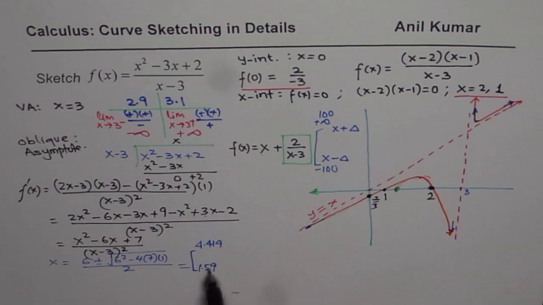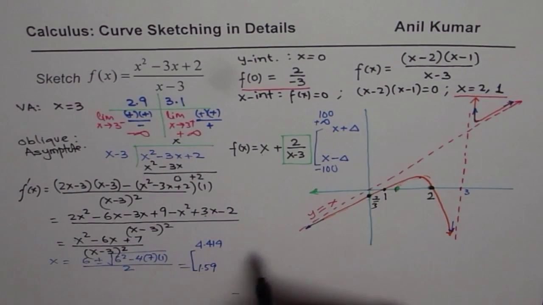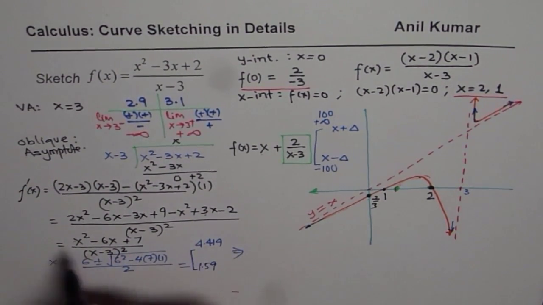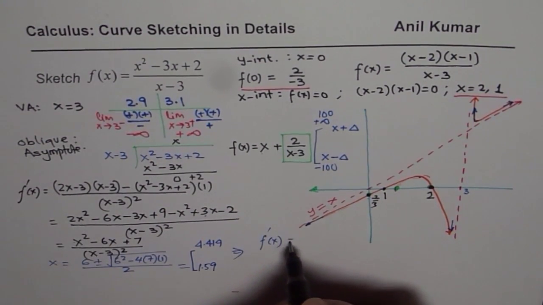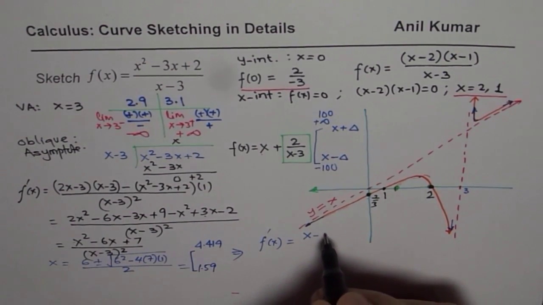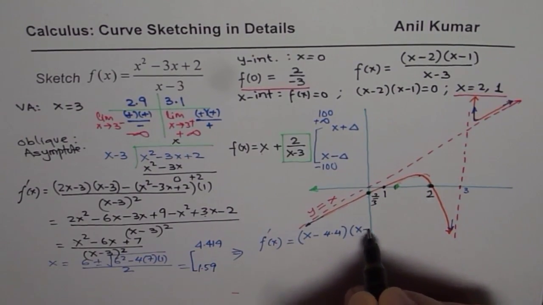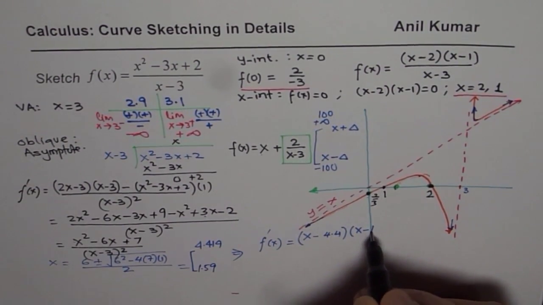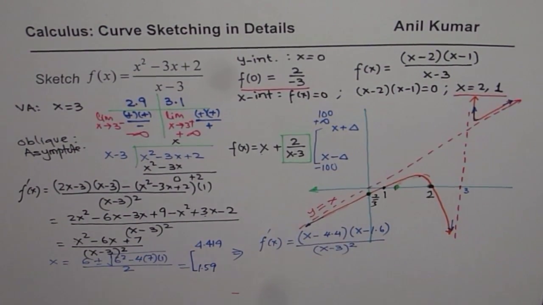So we get these two factors for this equation, correct? Let me write this in the factored form so that it becomes easy for us to analyze. From these two factors, we can write the derivative of the function, f dash x, as equal to x minus, let us say 4.4 just for easy calculations, times x minus 1.59, I'm writing 1.6, divided by x minus 3 whole square, right?